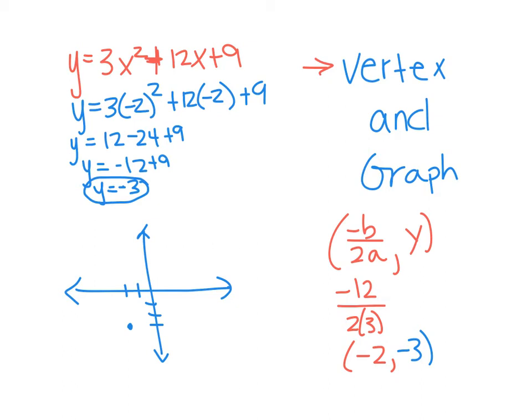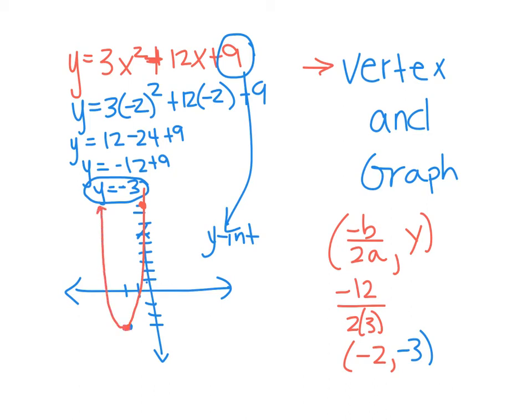The next thing you can do is you can graph the y-intercept. The y-intercept is the c value. So on the y-axis at 9, 1, 2, 3, 4, 5, 6, 7, 8, 9, a little off the chart here, but it's fine. I'm going to put my y-intercept. I'm going to make sure this parabola opens up, and it does.